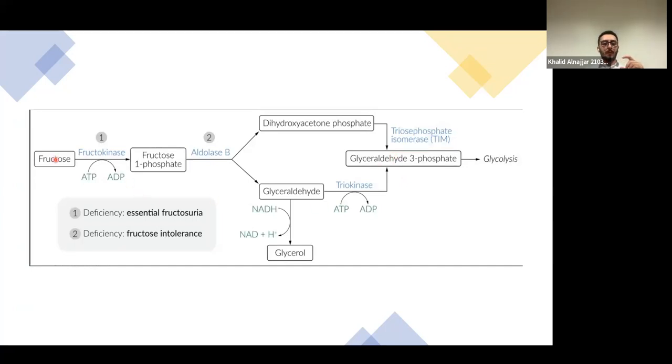Again, we have fructose. Fructose in the liver cells will be trapped in the cell using the enzyme fructokinase. How? Fructokinase will bring an ATP, combine an ATP to fructose, and will give us fructose 1-phosphate. We'll take the phosphate from here, put it here, and we will end up with ADP and fructose 1-phosphate. Okay? Fructose 1-phosphate is trapped in the hepatocytes, which are the liver cells. Aldolase B will convert fructose 1-phosphate to those two products. Both of them will end up as a product that is used in glycolysis.